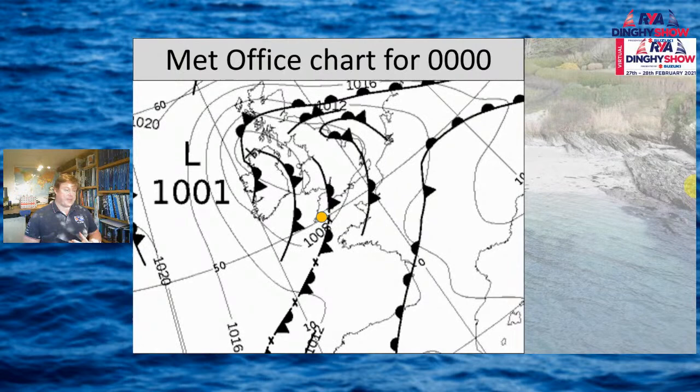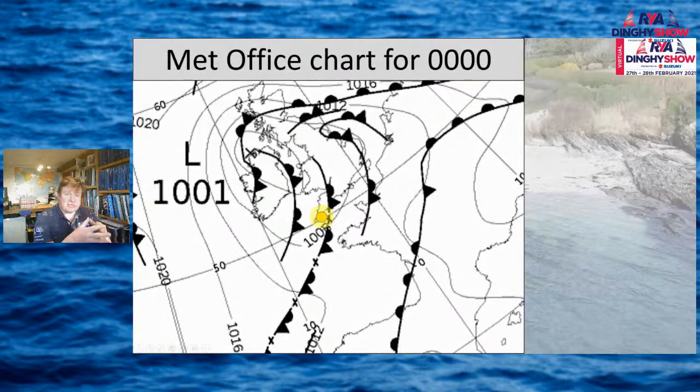So this is the weather chart for that day, the 5th of February, and this is the weather chart for 0000, so midnight just gone. We're down here on the east side of Falmouth Harbour, on the east side of Carrick Roads. So the big gold blob is where we were.